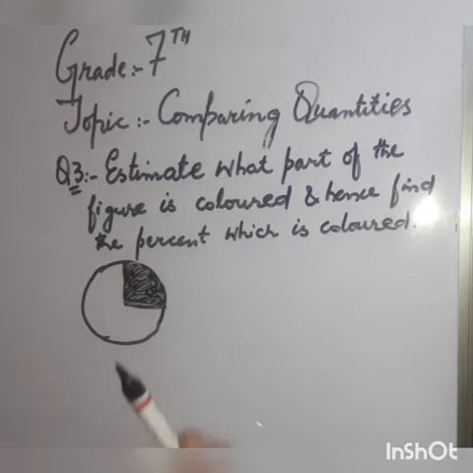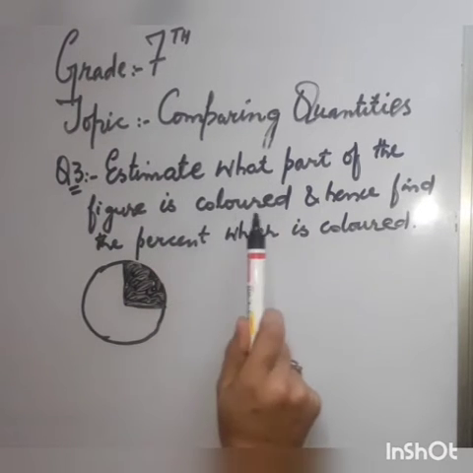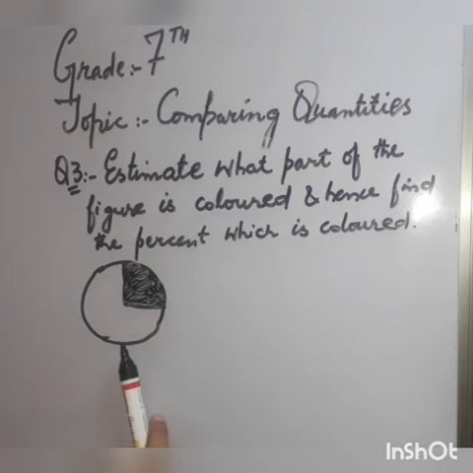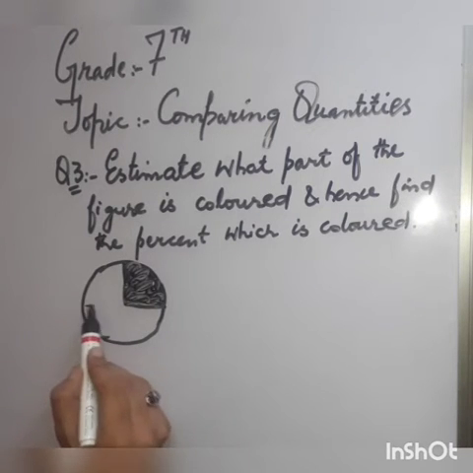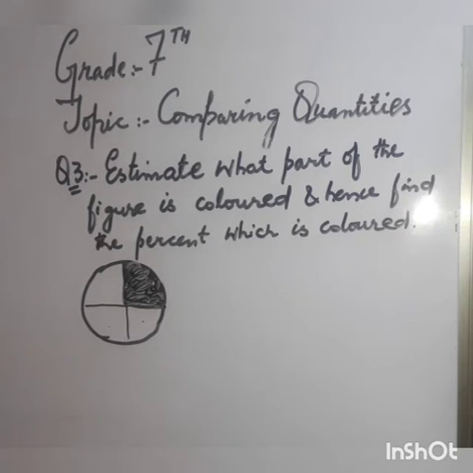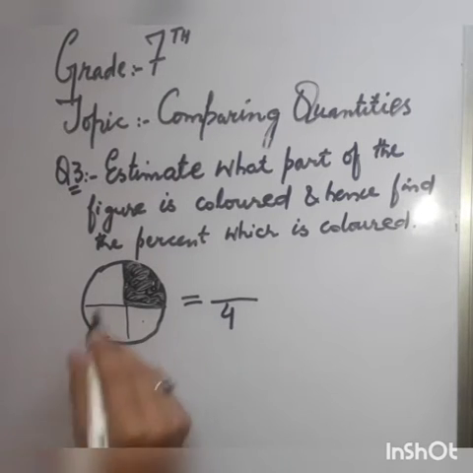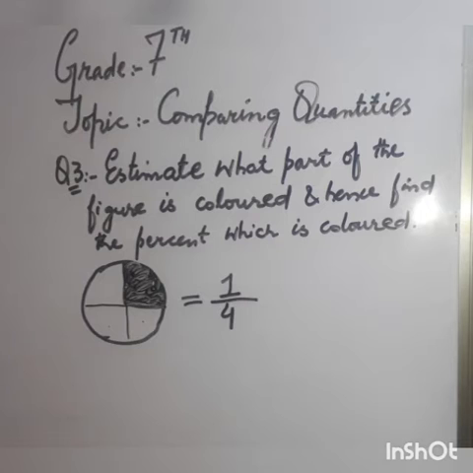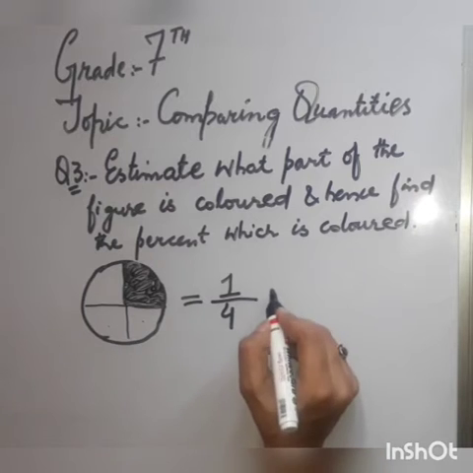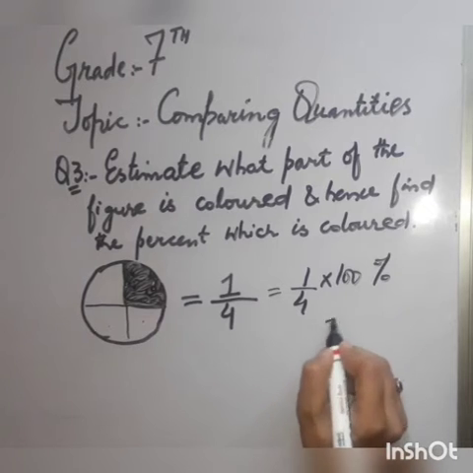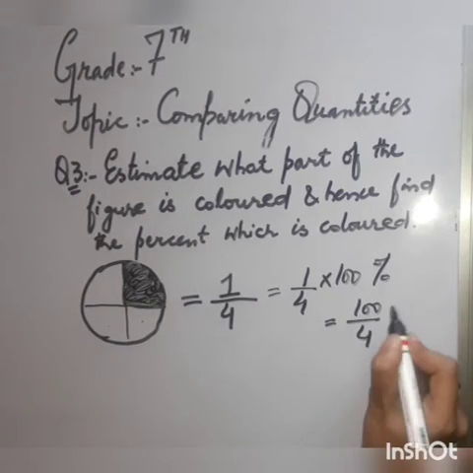Now students, question number 3 is, estimate what part of the figure is colored and hence find the percent which is colored. This is a figure and we have to estimate what part of this figure is colored. See, this figure can be divided into 4 equal parts, 1, 2, 3 and 4. So we have a total of 4 parts, and out of these 4 only one part is colored. So this is the fraction which is colored. Now we have to convert this into percent. So we'll simply write this as 1 by 4 into 100%. So it will be 100 by 4%.